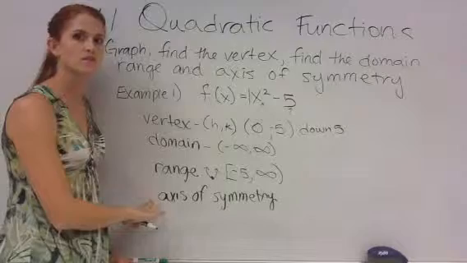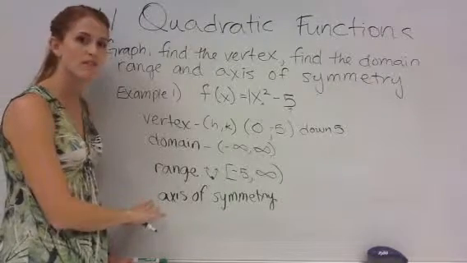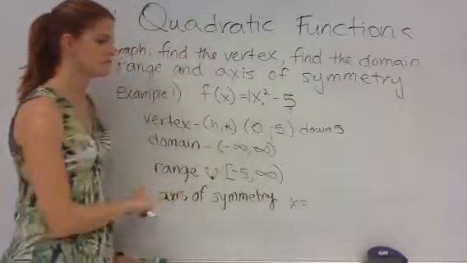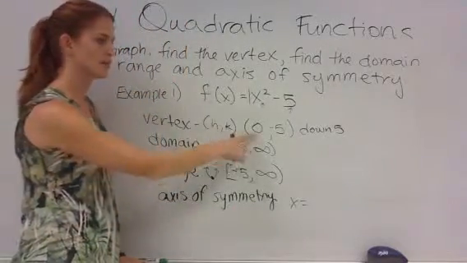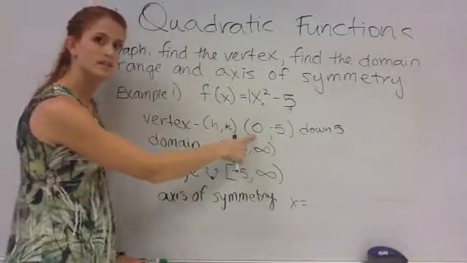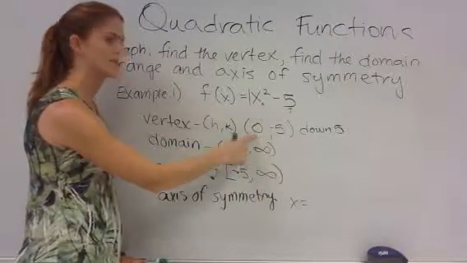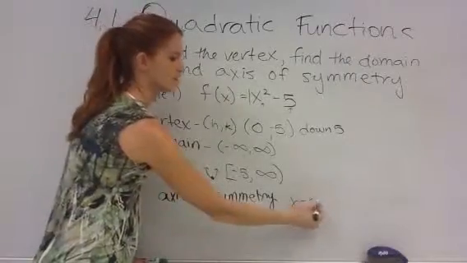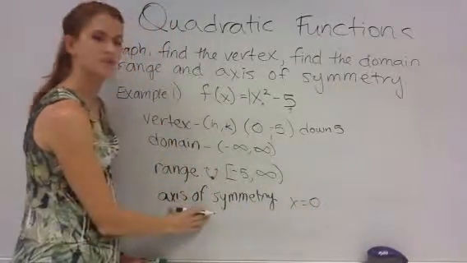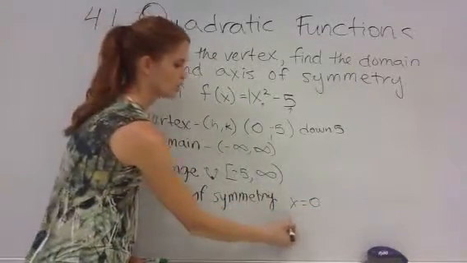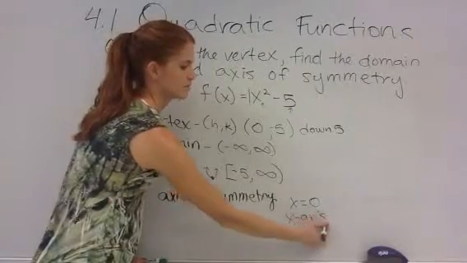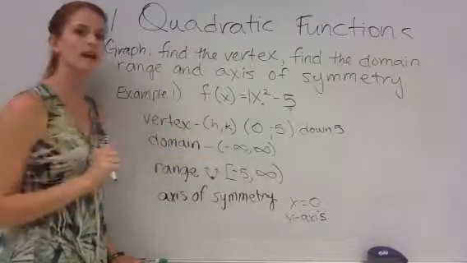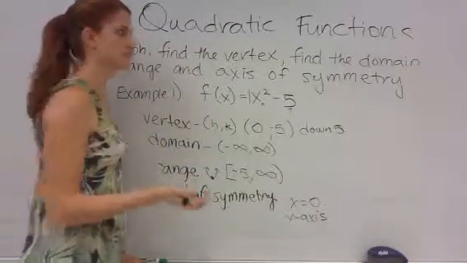Next, let's find the axis of symmetry. Well, we know this is going to be a vertical line, so it's going to be x equaling something. Now, did my graph move left or right? No. Since it didn't move left or right at all, I know my axis of symmetry is just going to be down the y-axis, where x is 0. So my axis of symmetry is x equaling 0, or you can say the y-axis. Now that I know all of these things about my graph, let's go ahead and see what it looks like.